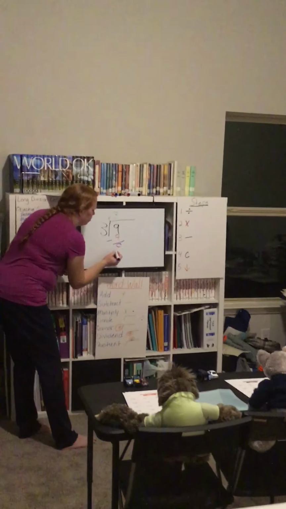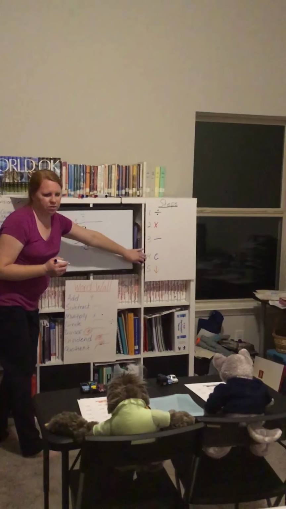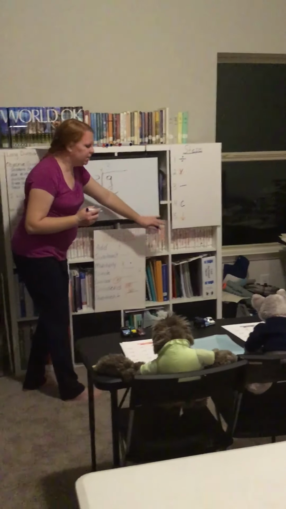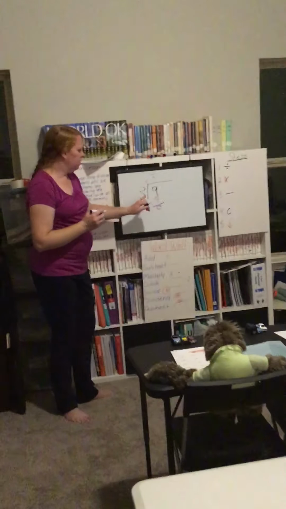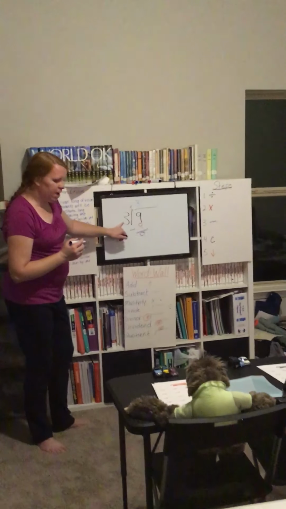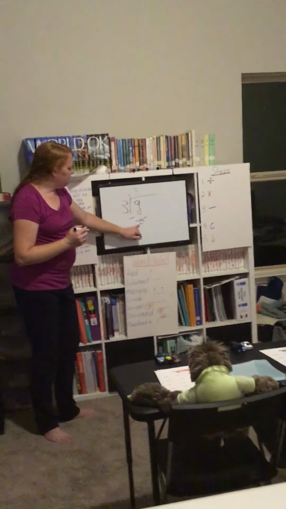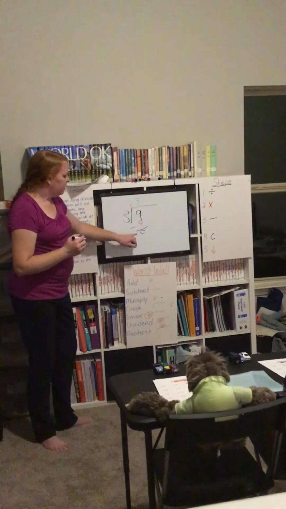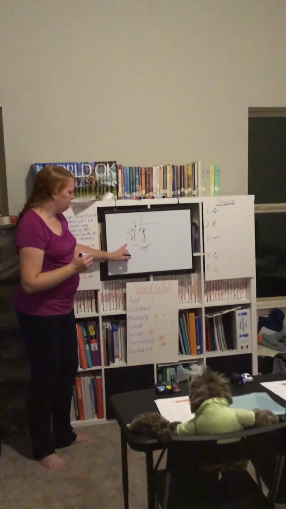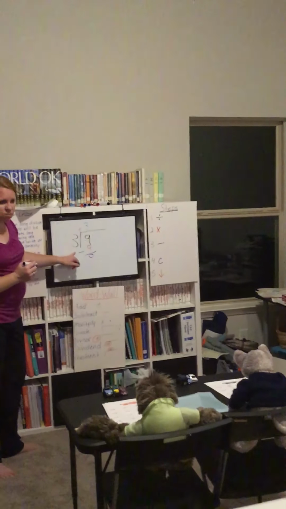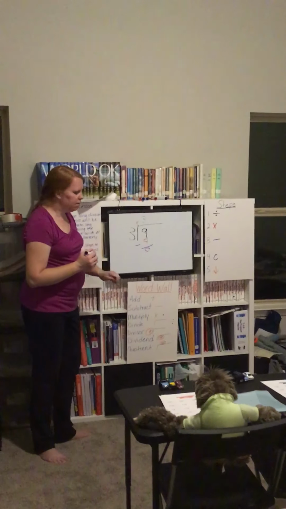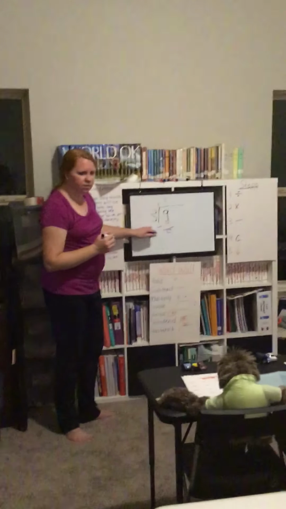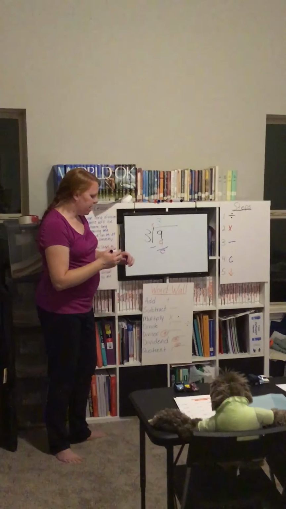Good. What is our fourth step? C. Does anyone know what C is? C is compare. We need to compare our answer to our divisor. If our answer is less than 3, we did it correct. If our answer is more than 3, we did it wrong, which means we would have to go back and figure out what we did. So, is 0 less than 3? Yes, we did it correct.